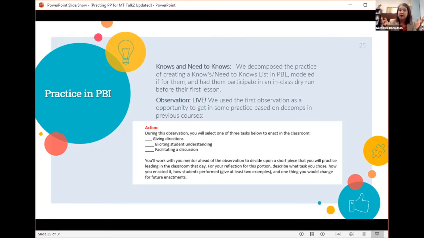So we let them pick which one they wanted to choose, and they actually did some active practicing during their observation piece. And we found that that's really helped get the kinks out before they do their big lesson further on in the year. So that's what our active practices look like.